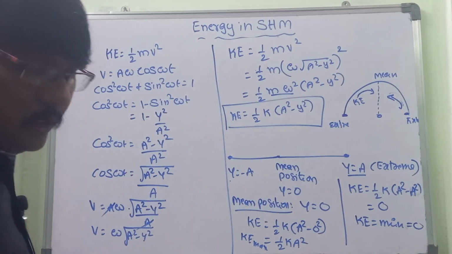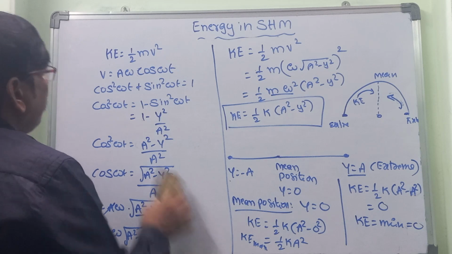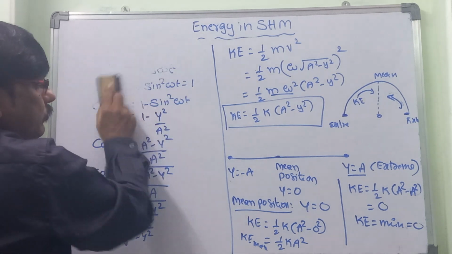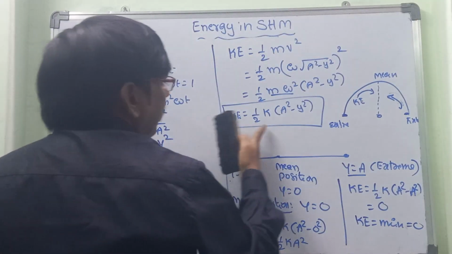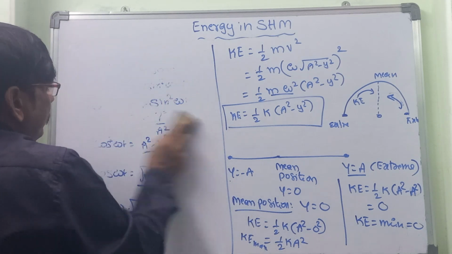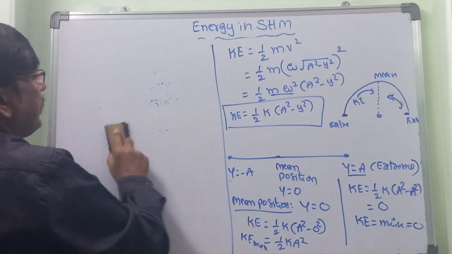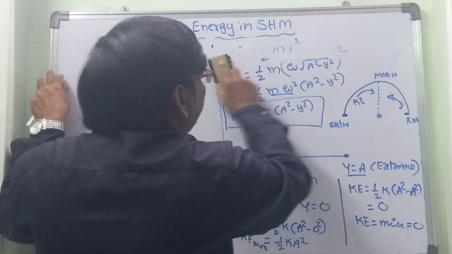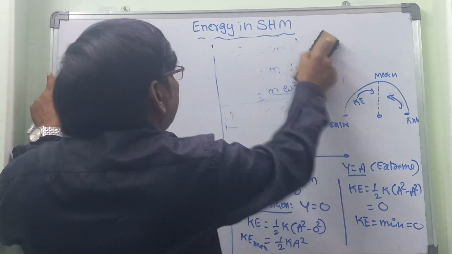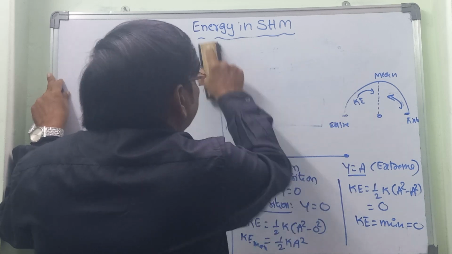Now let us go to the next one, that is potential energy. This expression you have to keep in mind: half k into a square minus y square, where a is the amplitude and y is the displacement.